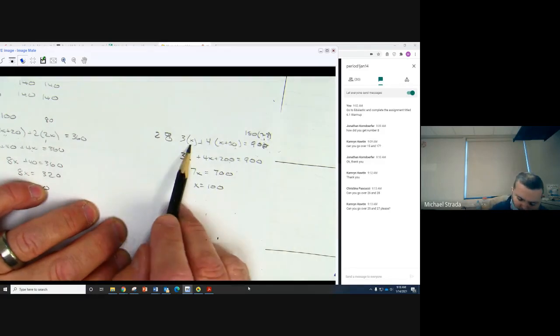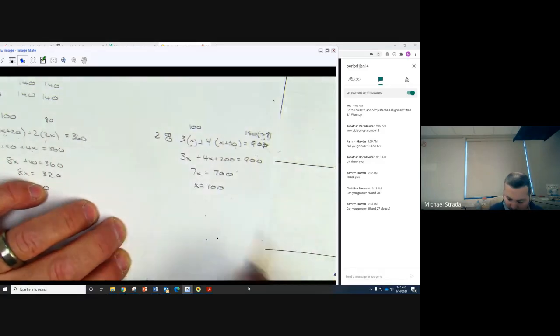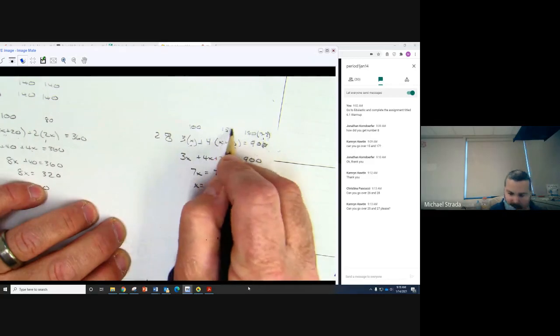Plug it back in. All the ones that are x would be 100 degrees. All the ones that are x plus 50 would be 150.